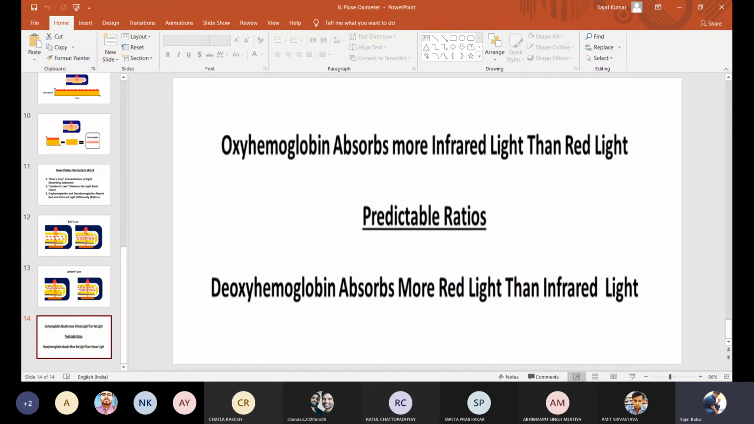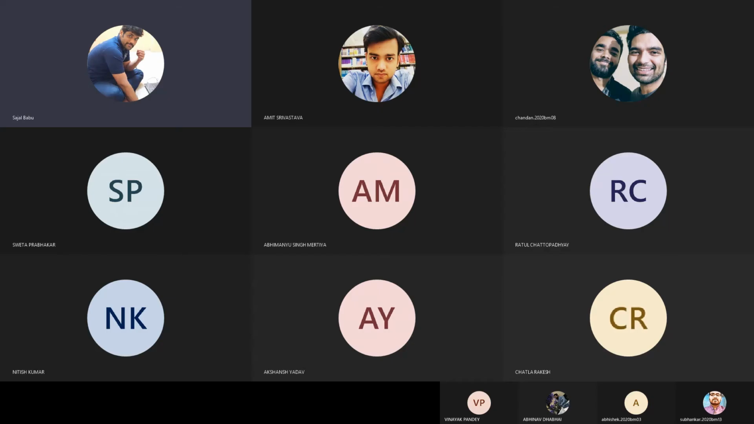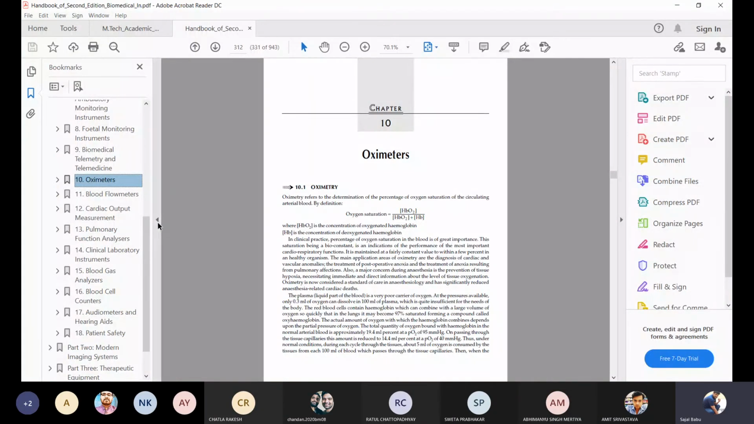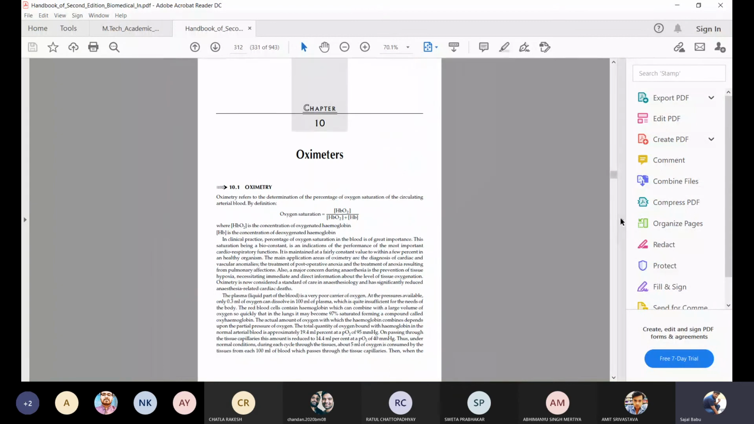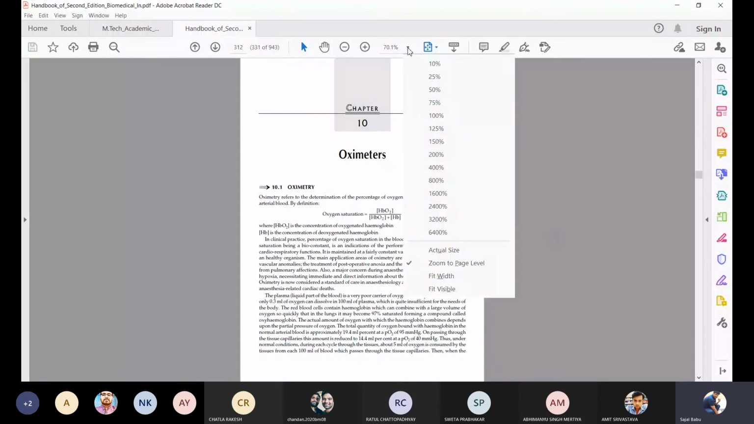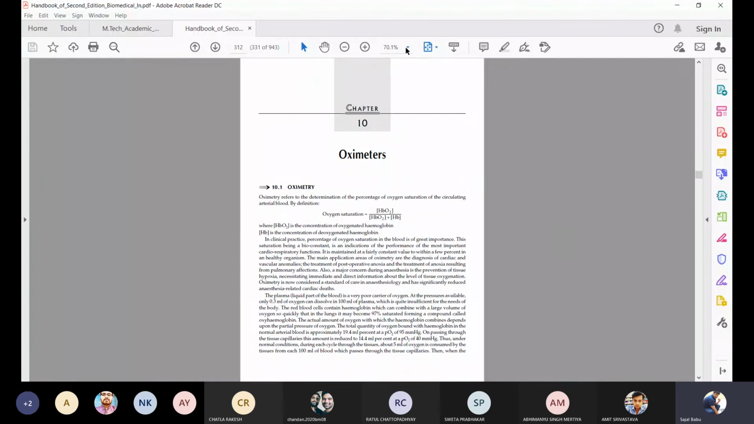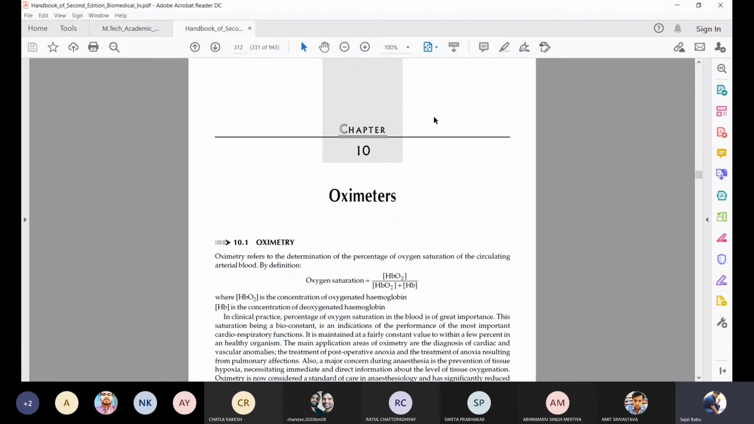Let me show you the two formulas. Actually I have not included them in the PPT, you can get them in the textbook. Just wait for 1 minute. Are you able to see the PDF here?